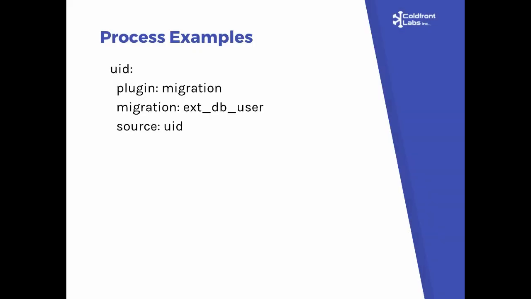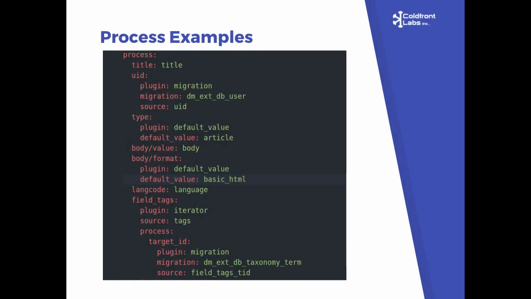Or you can do something like this, where you're saying that this piece of content belongs to a user, but we've already migrated the user through another migration. So we can just pass in what the source UID is into that migration. It can tell us what the new UID is, and it can map it back to this content. So if a particular user owned content on the source side, now they own the same piece of content on the destination side. This is an example of everything we just talked about.